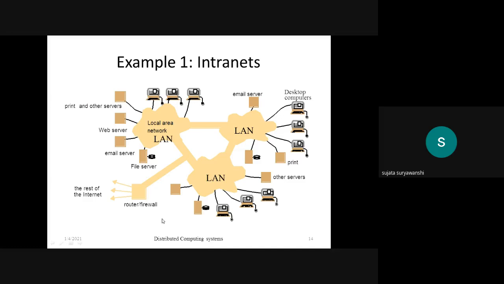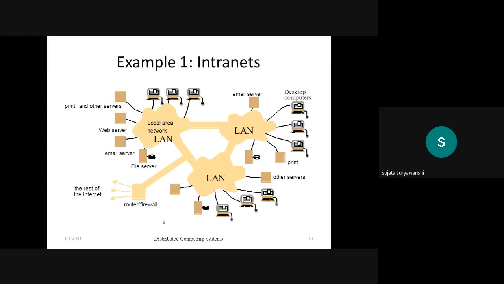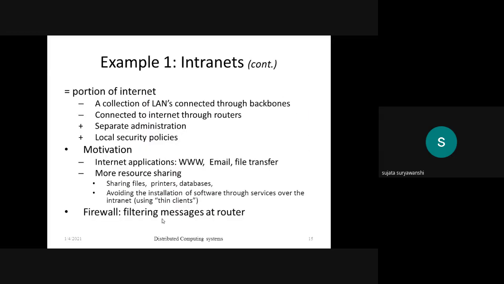Next, this is the concept we have already discussed in this diagram, that is the intranet. It is a portion of the internet, a collection of LANs connected through backbones, and connected to the internet through routers. It has separate administration. Suppose we consider one example of an intranet: our ERP. ERP is one example of an intranet here.